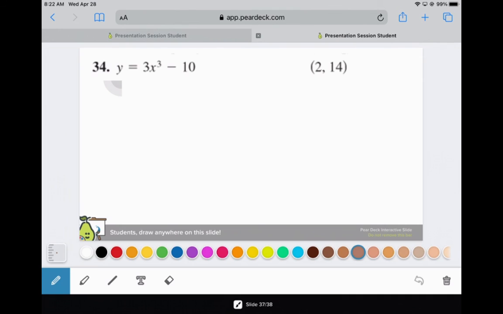Okay, so let's do this one. I'm going to ask you to take the derivative and find the slope at this given point. So go ahead and go to product and start. Step number 1, you're going to take the derivative. And step number 2, you're going to plug it in to figure out the slope of that line at the given point. So go ahead and start.